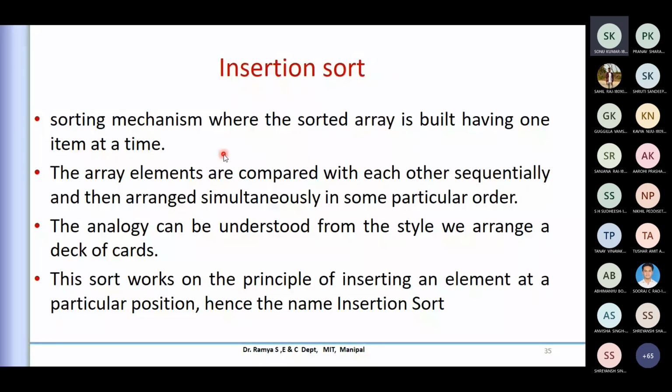Again, in the insertion sort, just give attention to the name. Bubble, you can think of as going with a smaller space, one by one, a small iteration kind of. This sorting mechanism builds the sorted array having one item at a time, and array elements are compared. Here comparison happens for all the iterations, but the swapping happens only once. It will be swapped and put in a particular place, whether ascending or descending. So it is sequentially compared and arranged simultaneously.